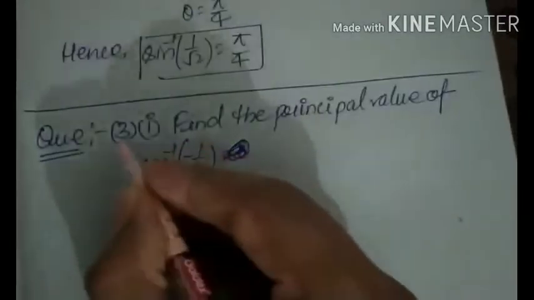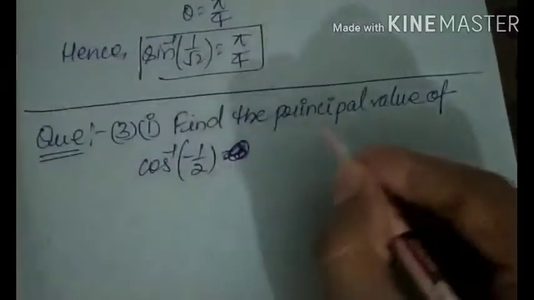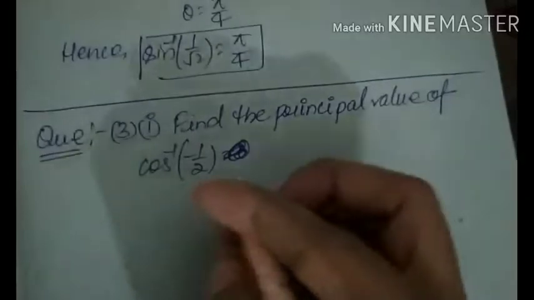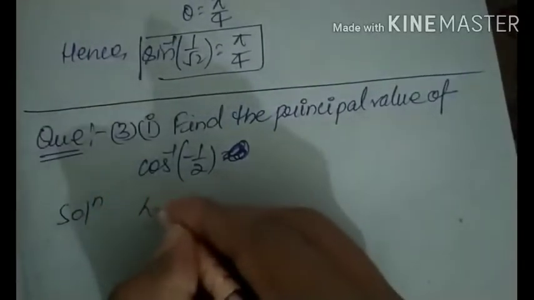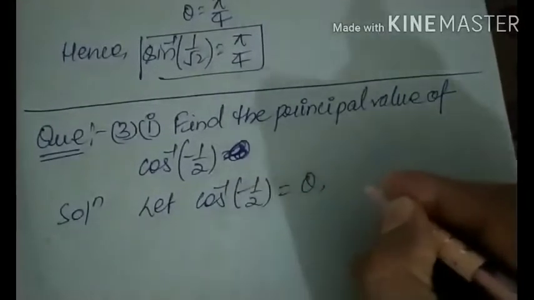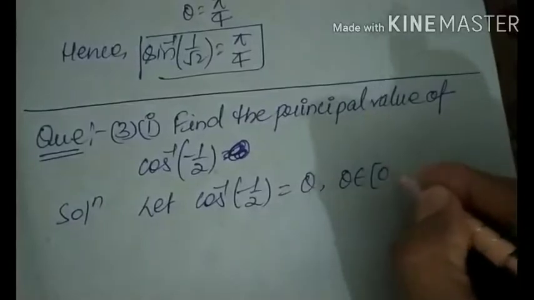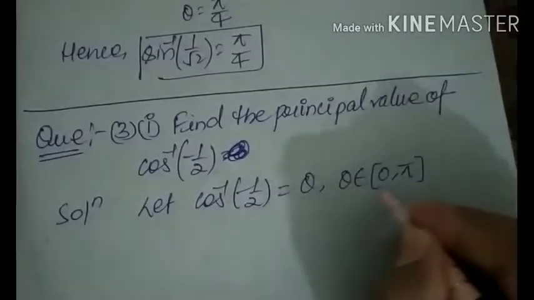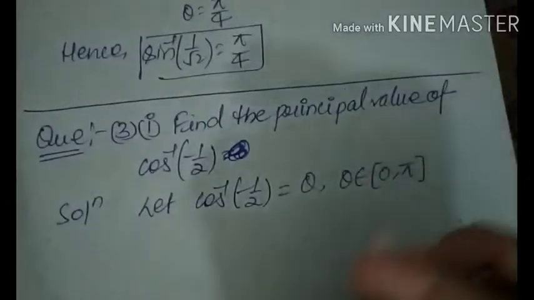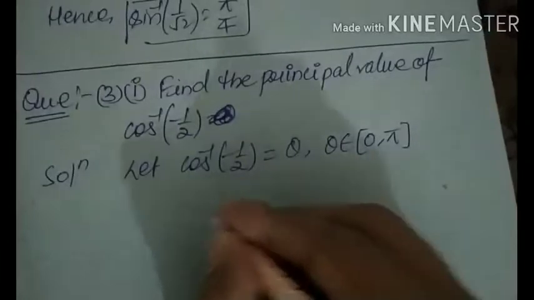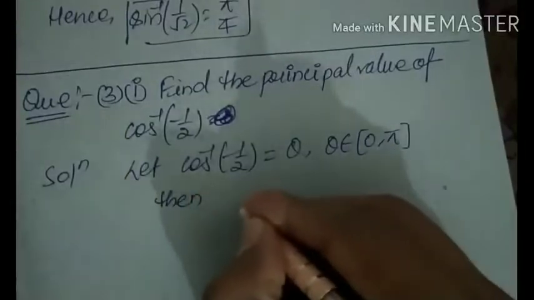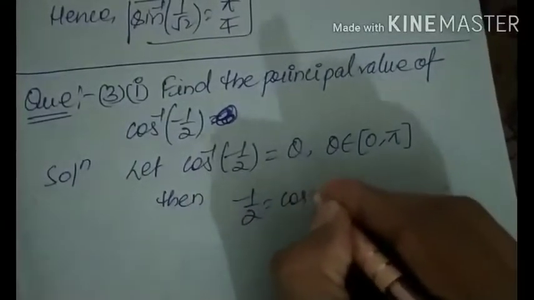Next question is question number 3, first. Find the principal value of cos inverse minus 1 upon 2. First of all, let cos inverse minus 1 upon 2 is equals to theta, where theta belongs to 0 to pi, because this is the range of cos inverse x. Now if theta is in between 0 to pi, that's why we can write minus 1 upon 2 is equals to cos theta.